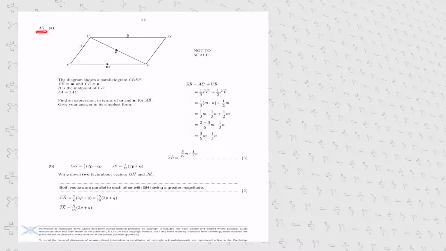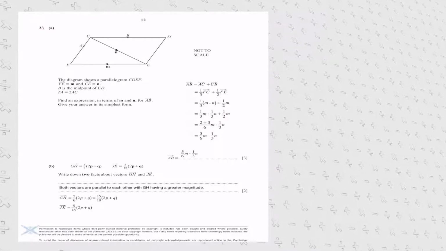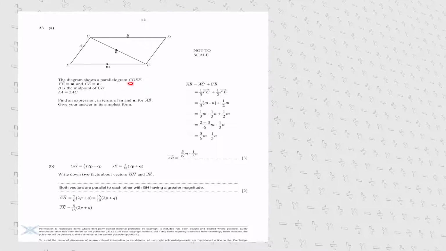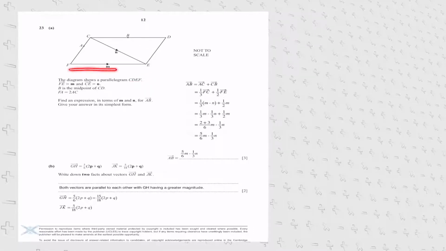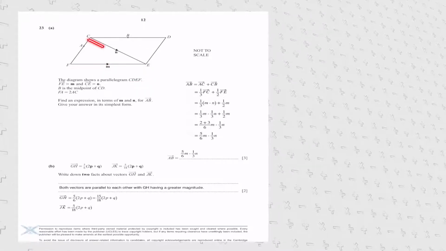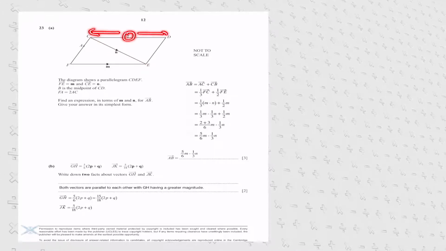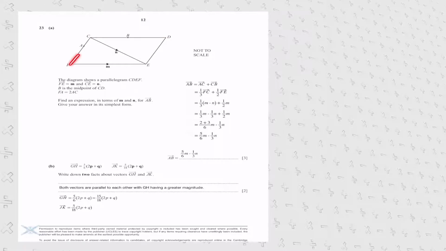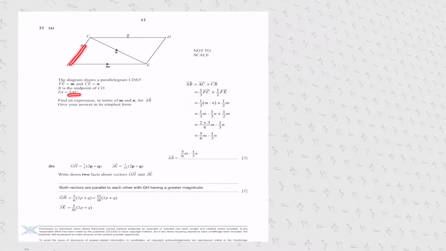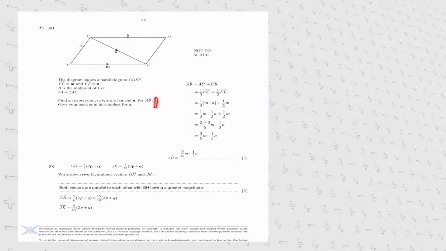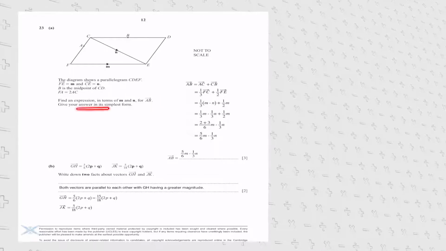Next on to exercise 23, where it's all about vectors. In A, we are provided with a diagram that shows us a parallelogram CDEF, whereby vector FE equals m and vector CE equals n. B represents the midpoint between C and D. Furthermore, the distance FA is twice as large as the distance between A and C. We are supposed to find an expression in terms of m and n for vector AB, and we should provide it in its simplest form possible.